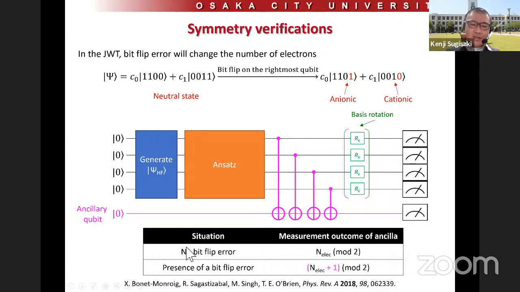Let's think about the situation with no bit flip errors. The measured outcome of the ancillary qubit is n electrons modulo 2, in the case of Jordan-Wigner. But in the presence of the bit flip error, the measured outcome becomes n electrons plus 1 modulo 2. So we can distinguish if the bit flip occurs or not by measuring this ancillary qubit.